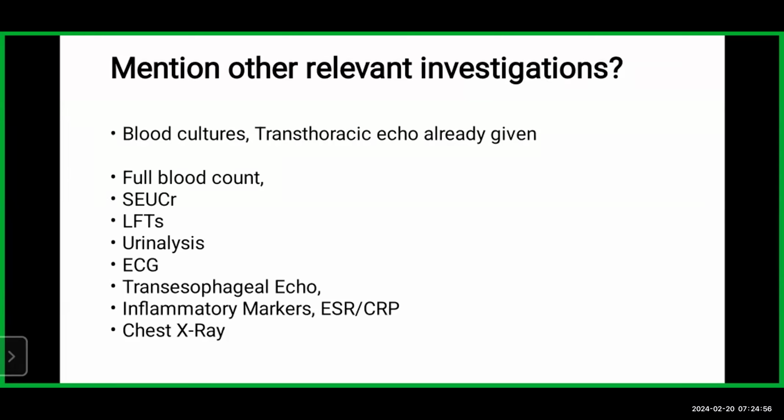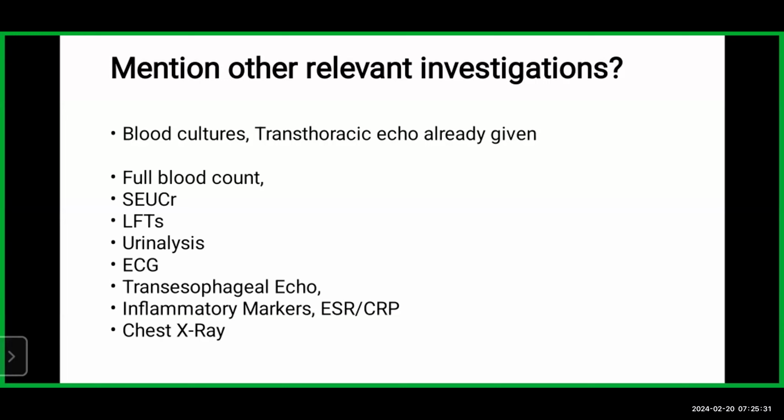So other investigations we need to talk about include a full blood count, which may show neutrophilic leukocytosis. Okay. So it's also important we know that the liver function test may show the liver enzymes, especially the alkaline phosphatase and gamma GT, which may be elevated. Urinalysis may show blood, microscopic hematuria, may be seen in the urine.